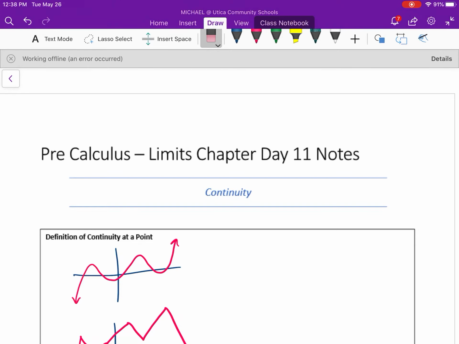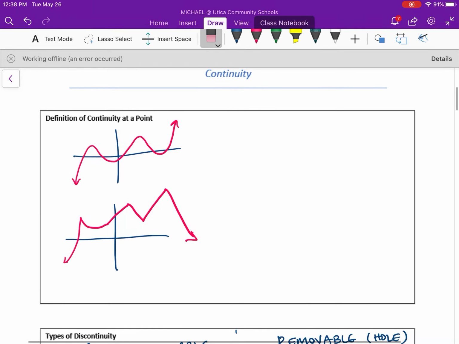Okay, today's lesson is day 11 notes, which is on continuity. Continuity has a pretty standard idea where basically we're looking at when do we have to pick up our pencil when we're drawing a graph. That's kind of a layman's explanation of continuity. There's a detailed explanation that requires a 3-step verification if something is continuous at a point.